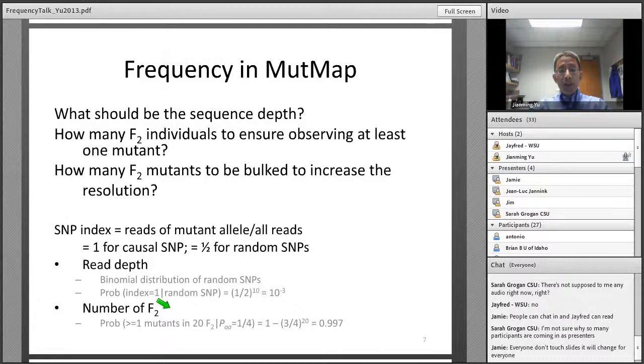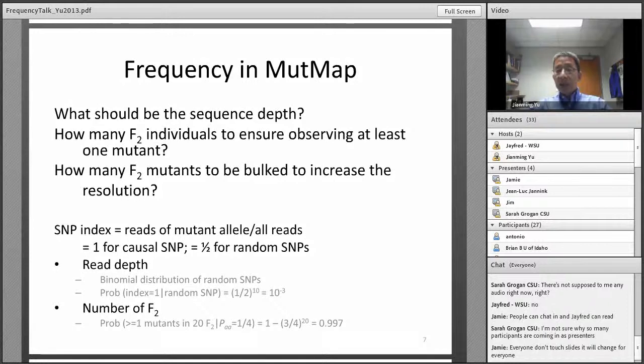You can formulate this in terms of sequence depth or read depth, and because you have to average them together, it's a binomial distribution of random SNPs. So it's either G or C. So the probability of having a random SNP with a frequency of, sorry, it's hard to move this pointer. So this random SNP has a frequency of one half.